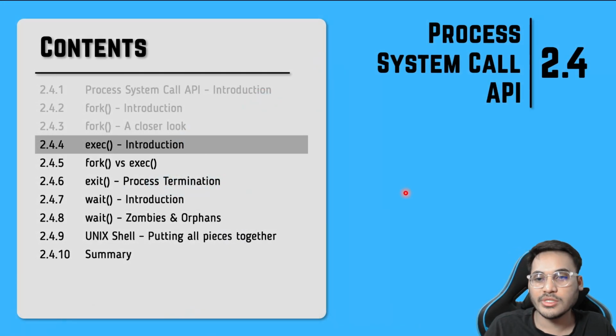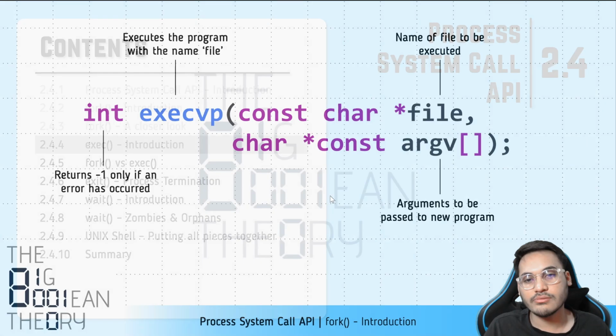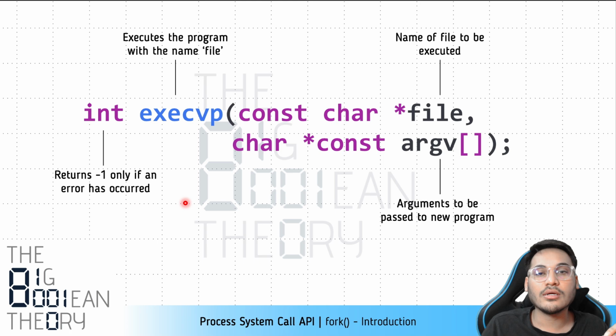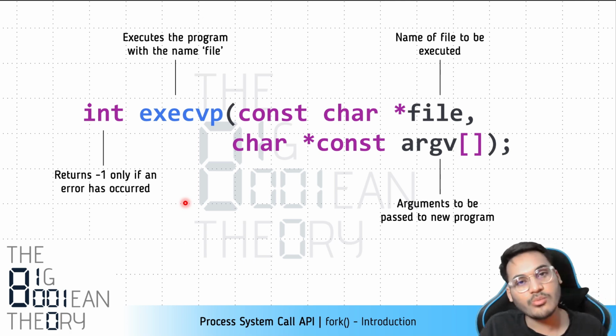So after the fork system call, we looked at the exec system call. The exec system call, as we studied, allows us to run a different program. While the fork system call allows us to run a new process, the exec system call runs the same process with a new program. And how does it do that?